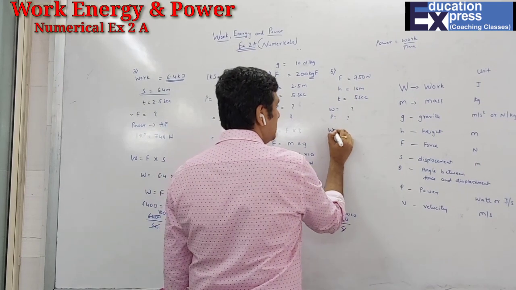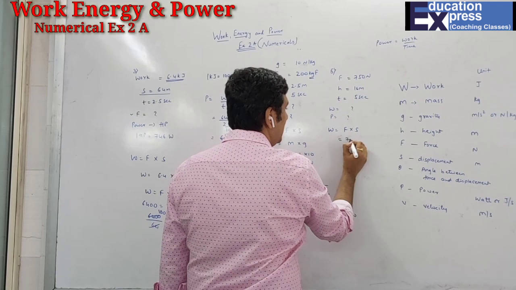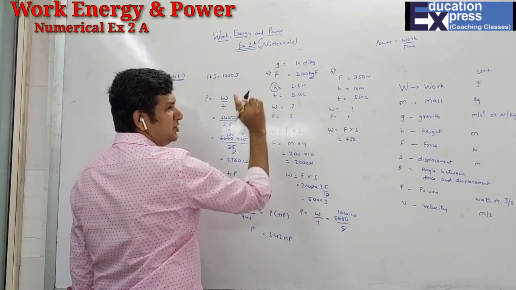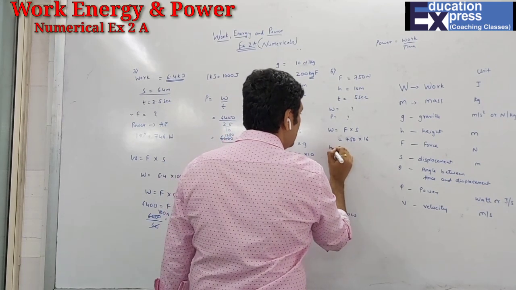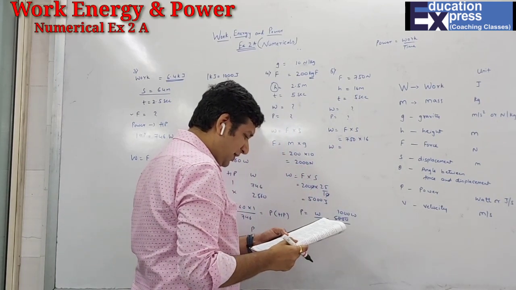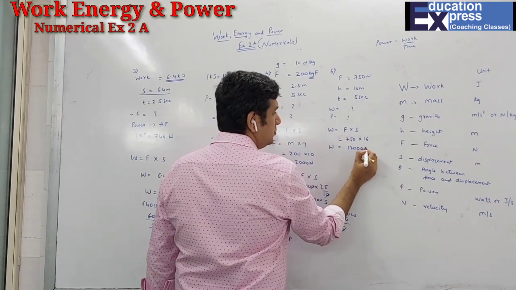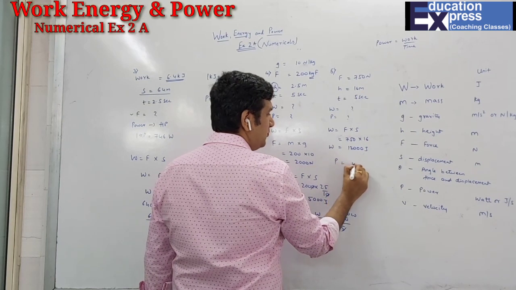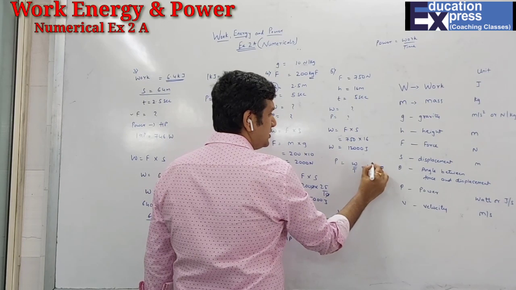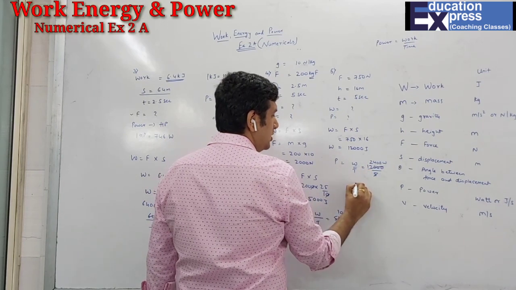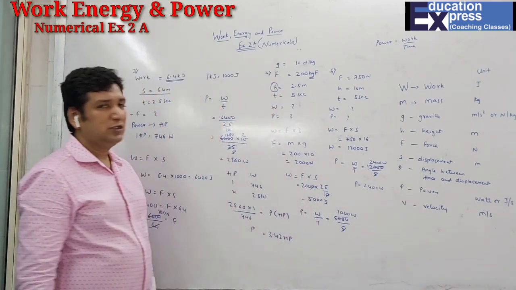So first is work, which is F into S. Here there is no conversion required because they are already given Newton only. Here we have converted because it was in kgf. And displacement is 16. So 750 into 16 is your work done. Next thing they asked is find power. So this is 12,000 joule and the power is work upon time, which is 12,000 upon the time 5 seconds, that is 2400 watt. So power is 2400 watt. With this we have finished question number 5 also.